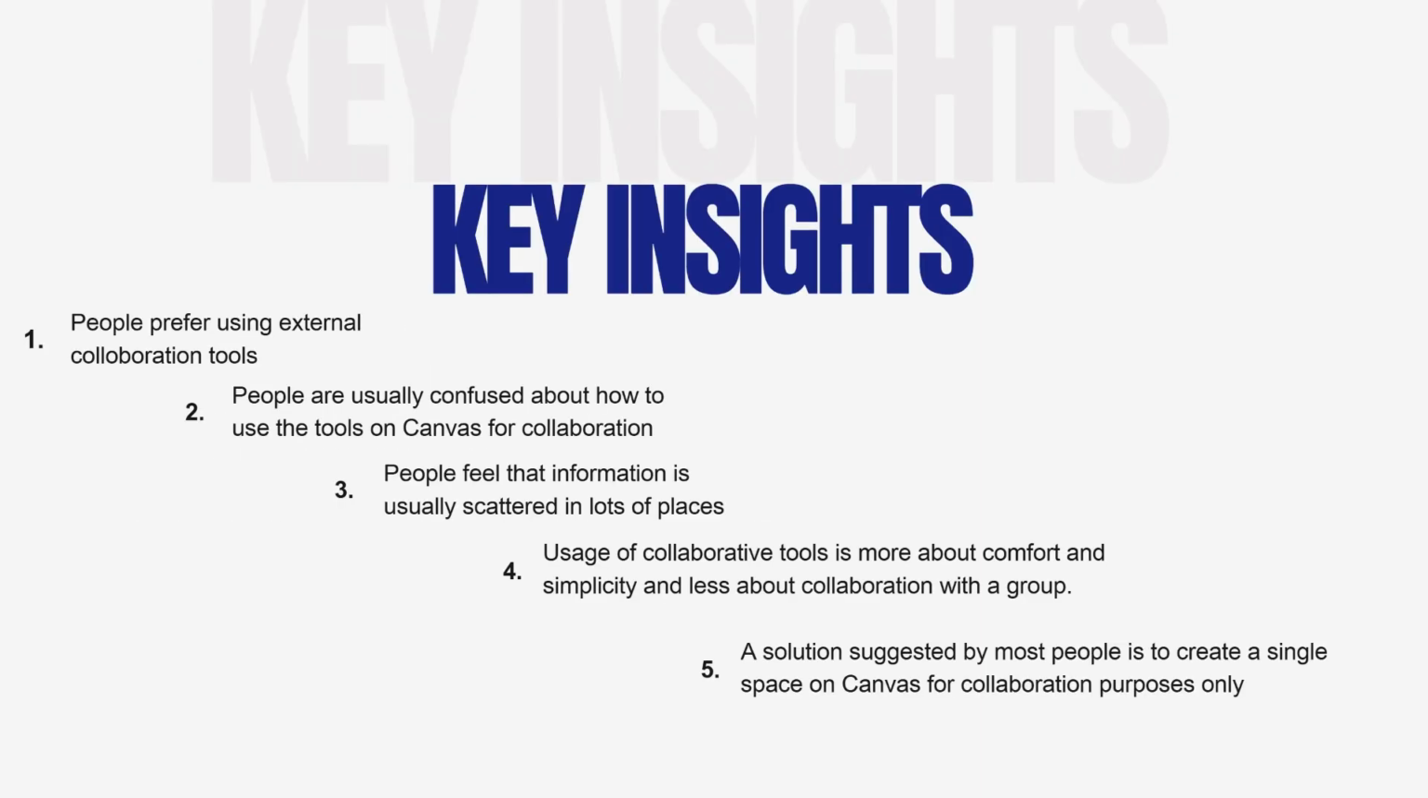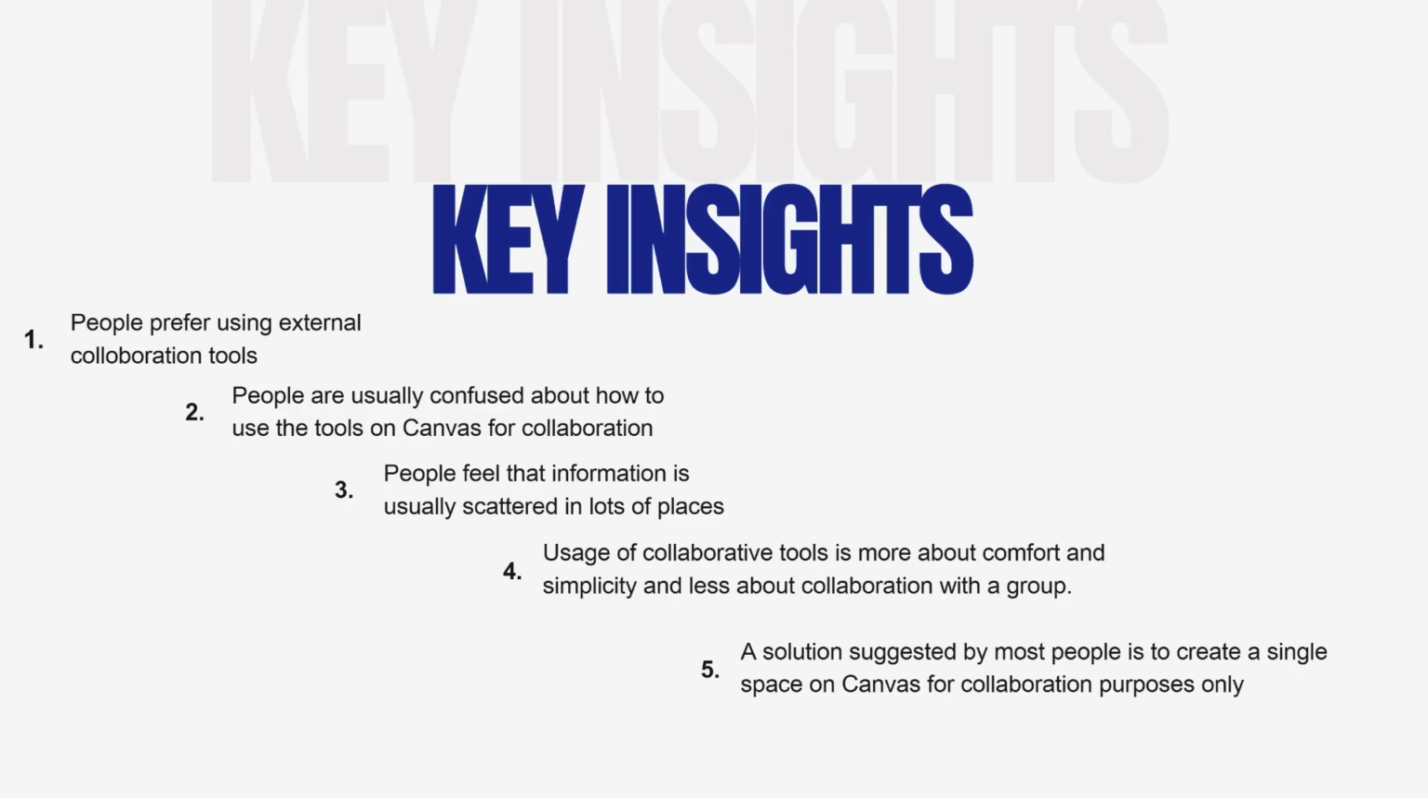Some key insights that we identified from our interviews and analysis were that people prefer using external collaborating tools like Instagram, WhatsApp, and Discord for communications on projects. Next, people are usually confused about how to use the collaboration tools on Canvas due to its complexity. Next, people feel that information is usually scattered in places when completing a project, even when communicating with external tools. Next, usage of collaborative tools is more about the comfort of the user and the simplicity of the tool, and a bit less about collaboration within a group.